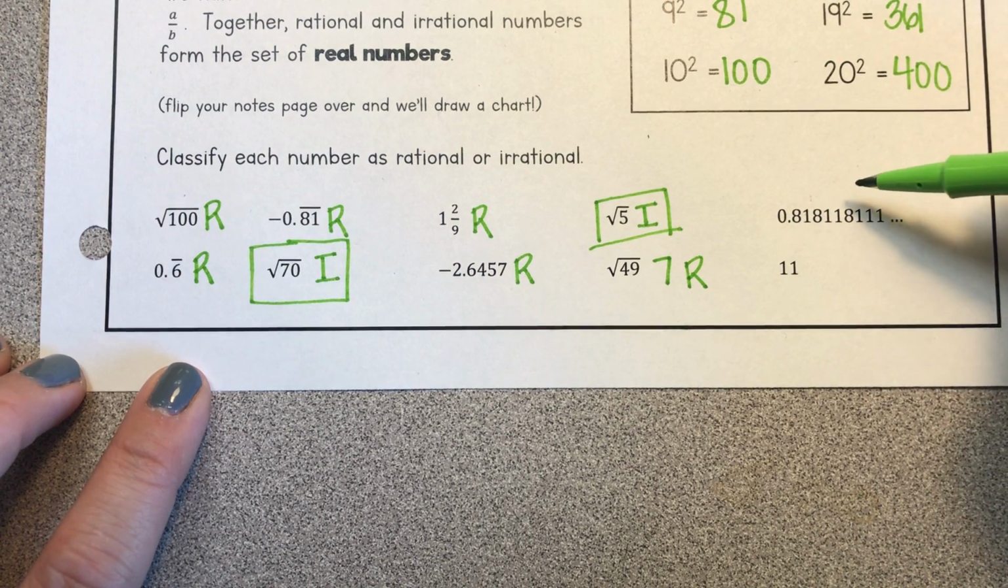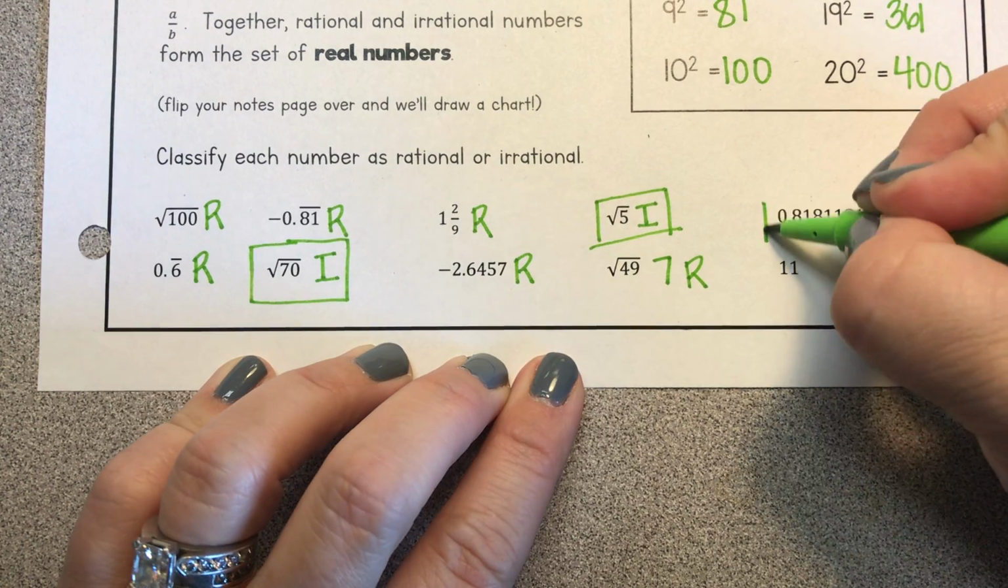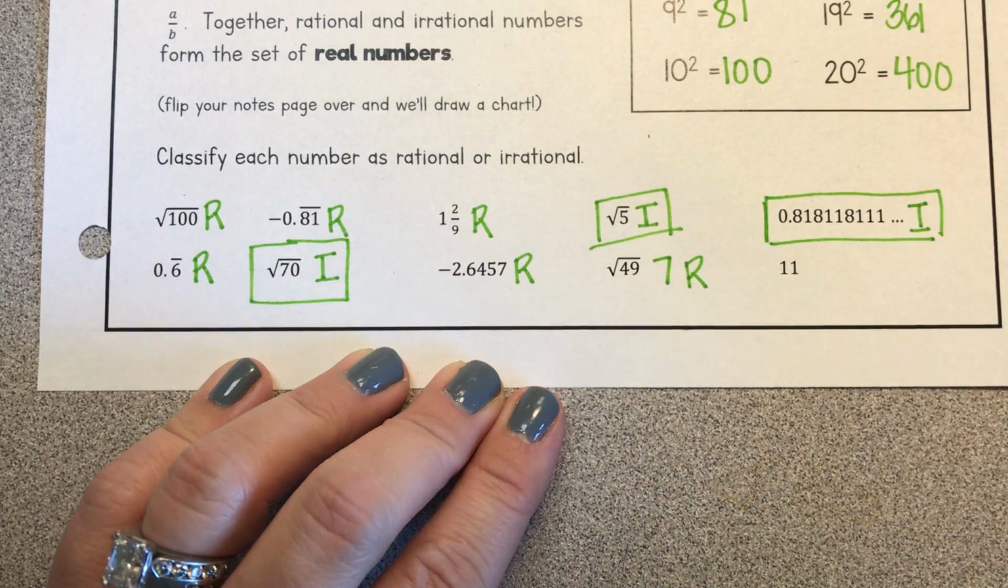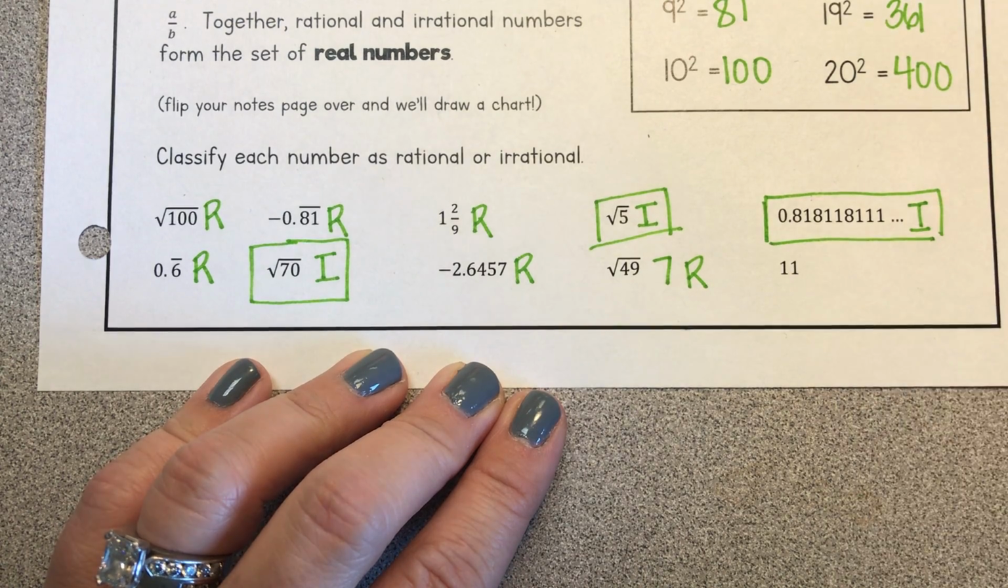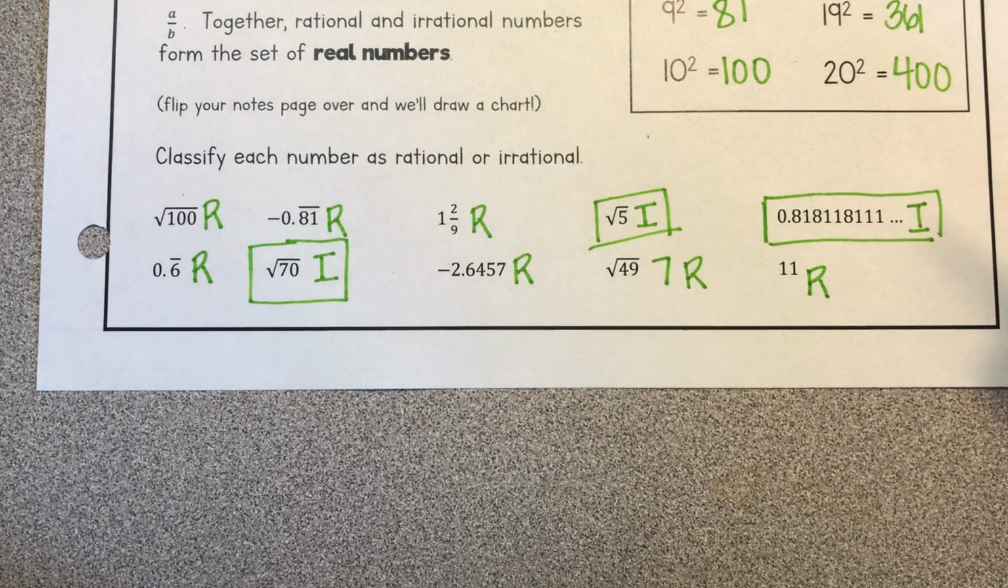0.81, 811, 8111, irrational. It is never going to end, and it is never going to repeat. And then the whole number 11, rational, because it's just an integer. It's a whole number.